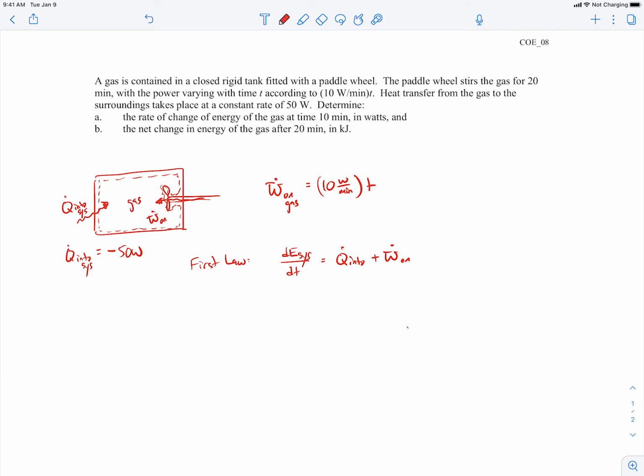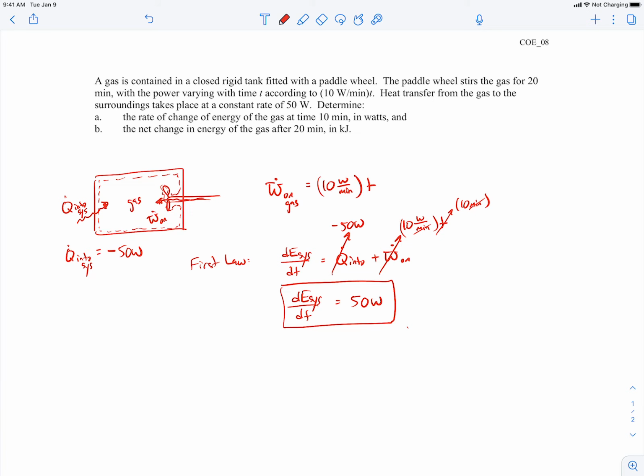So we know the values of some of these terms. So the rate at which energy is added via heat transfer is actually a minus 50 watts. And the rate at which work is done by the paddle wheel is 10 watts per minute times the time. But we're told that we want to find this rate of change of energy of the gas at time t equals 10 minutes. So our t here will be 10 minutes. Notice that this minute will cancel with that minute. And so when we multiply this together, we'll get 100 watts minus 50 watts. So our rate of change of energy within the system will just be 50 watts.